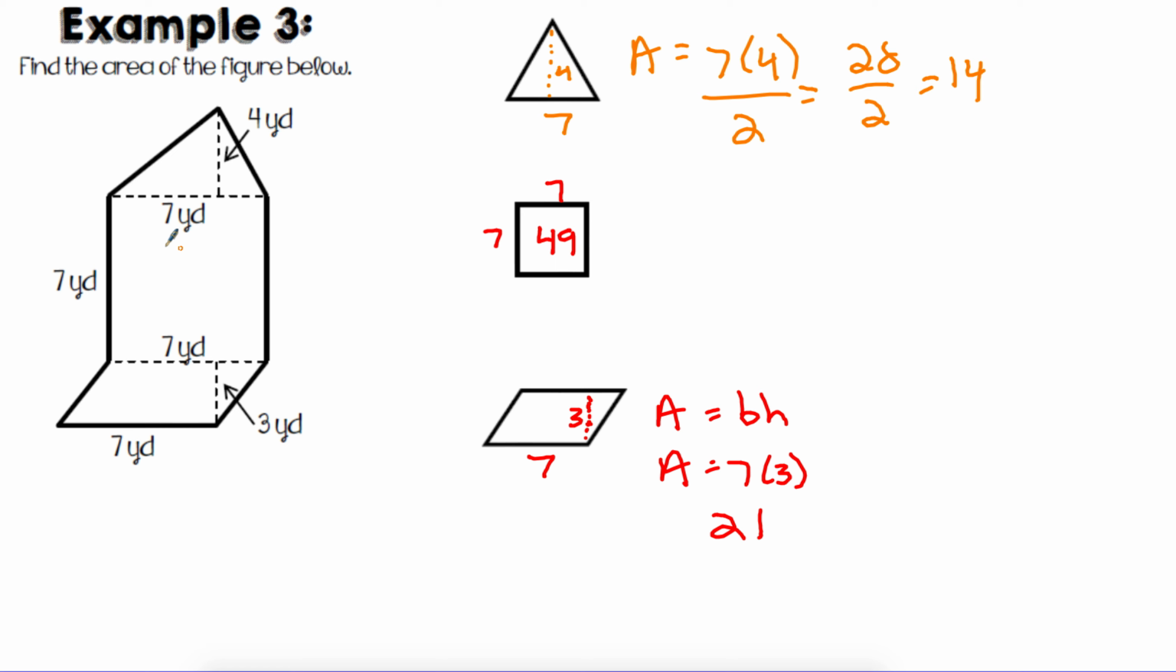So I really need to add up. I know the area of this figure is 14. We know that this one was 49. And we know that this one was 21. I just need to add these 3 values up together. Okay? Just adding these up. 21 plus 49 is 70. 70 plus 14 is 84 square yards.